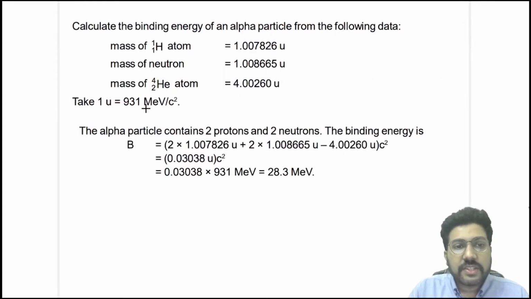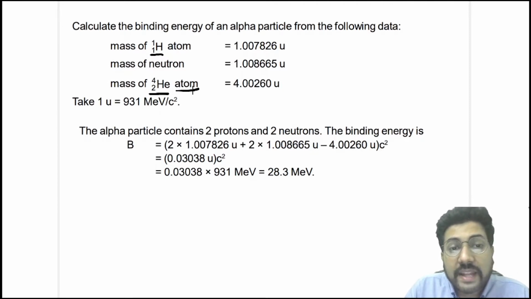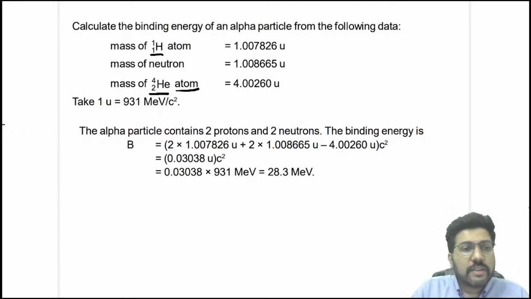Now in this question, calculate the binding energy of an alpha particle. This is the same question that we have already discussed, but this time instead of the mass of proton, they've given you the mass of hydrogen atom. And instead of the mass of nucleus of helium, they have given you the mass of helium atom. Okay, so I'll tell you what to do in this case.